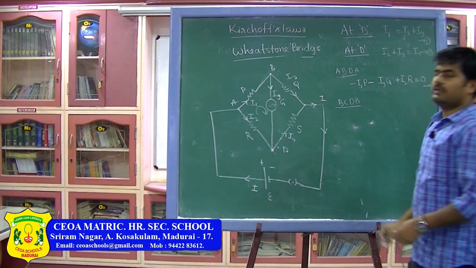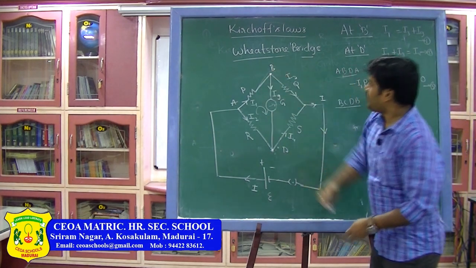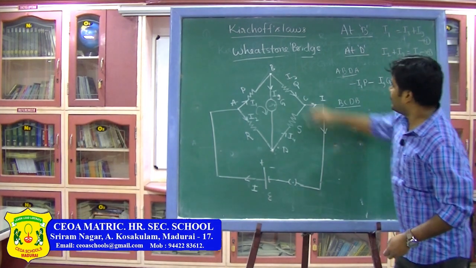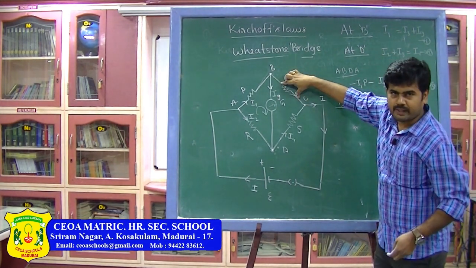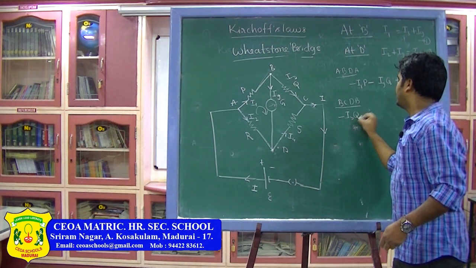So for this loop, let us apply Kirchhoff's voltage law. Now let us start from point B. B to C, we are moving in the direction of current I3. So, this potential drop must be taken as a negative. So, minus I3 into Q.